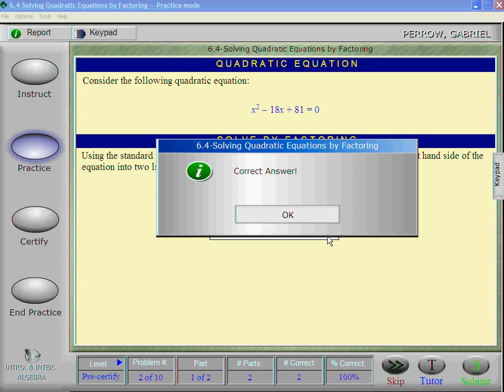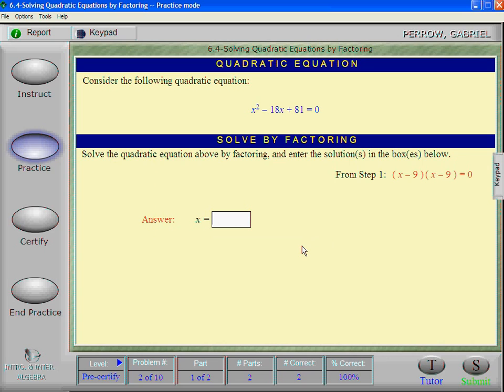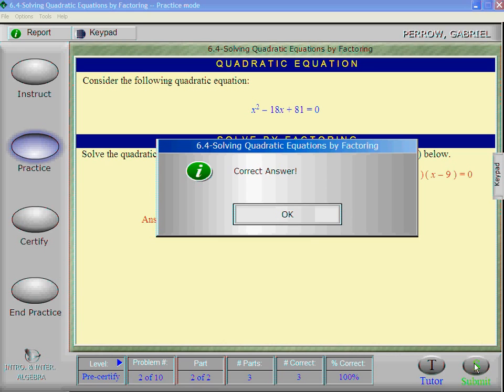There we go. And remember that step 2 will involve taking each one of those factors and solving, setting each one equal to 0 and solving. Since it's the same factor twice, we just need to do it one time. There's just going to be one solution. So x minus 9, if we set that equal to 0 and solve, add 9 to both sides, we'd end up with 9 as a solution.